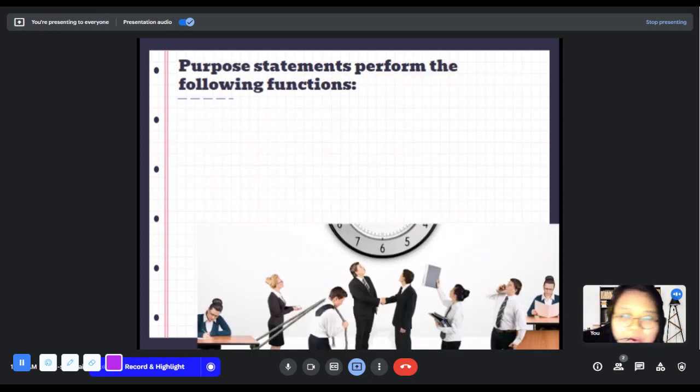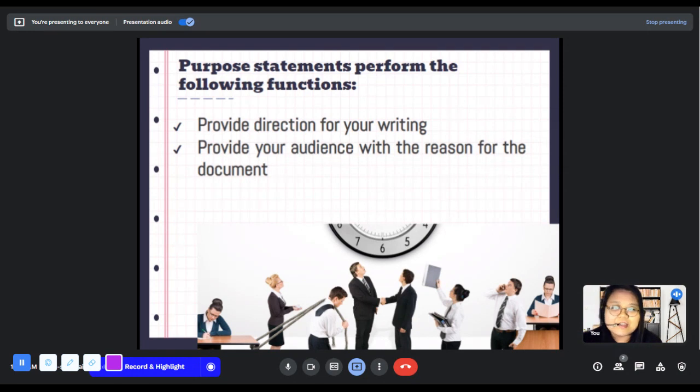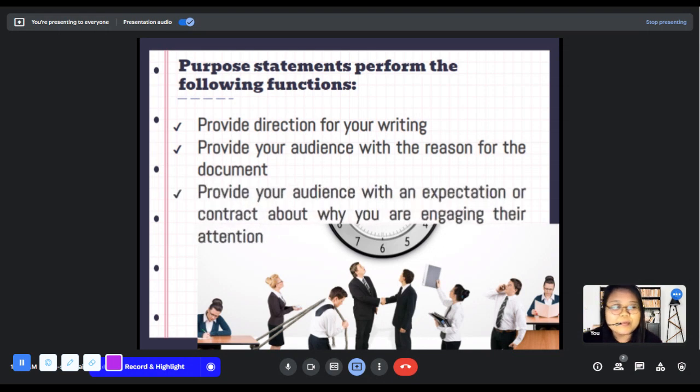Next, what are the functions of a purpose statement? First, it provides direction to your writing. You have this statement that you can always go back to. Meaning, if you check your work, is this something that still relates to my work, or is it already irrelevant, kind of far from the main idea? So that's one of the functions of a purpose statement. Next, it provides your audience with the reason for the document. And lastly, it provides your audience with an expectation or contract about why you are engaging their attention.